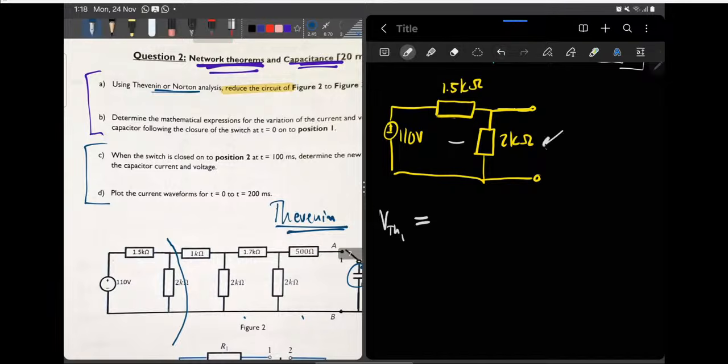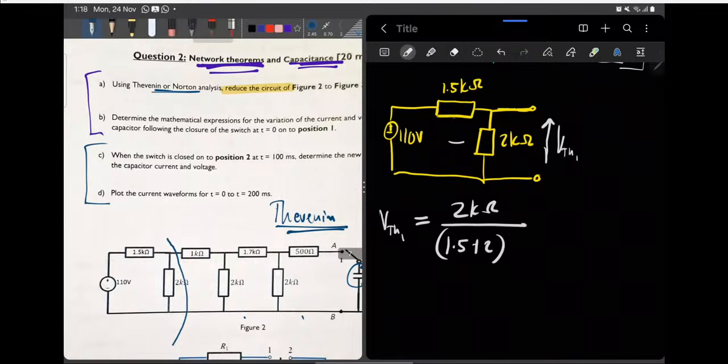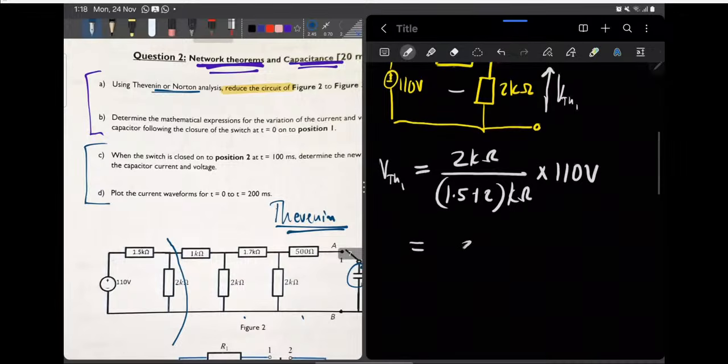So this is going to be equal to how much is coming here? Well, for potential divider, it is easy. You just say 2 kilo ohm, which is the one you want, over the total 1.5 plus 2, and both of them are kilo ohm. And you multiply by 110 volts. So you're just going to get an answer. It's going to be 2 over 3.5, so it's 2 kilo ohm over 3.5 kilo ohms times 110 volts. Then you're going to get your V Thevenin.